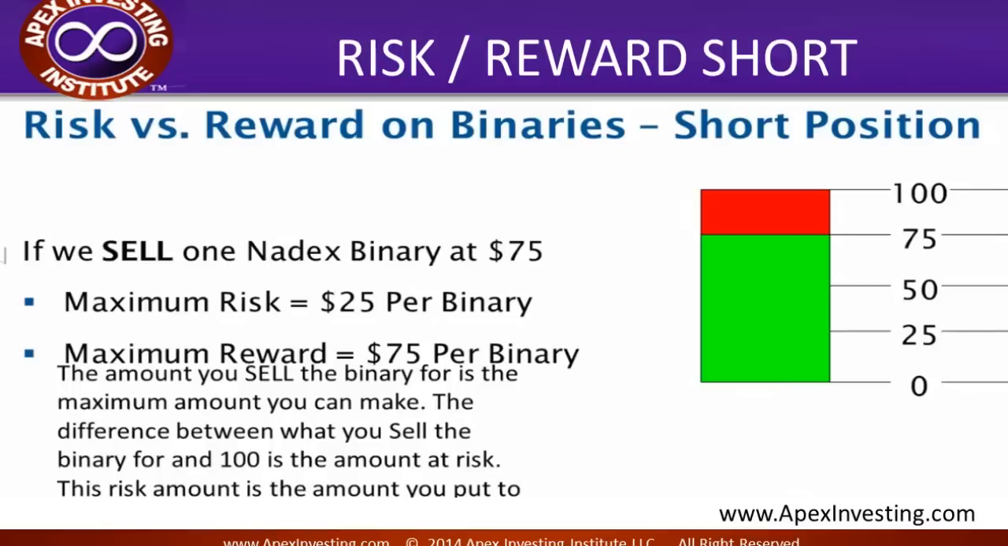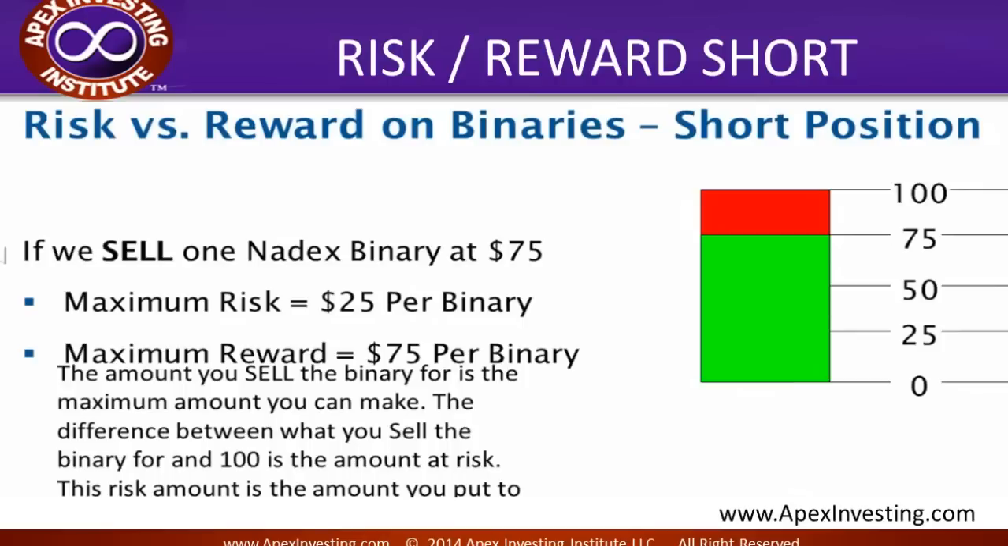$100 minus that is my risk. Or you could say the price I sell for minus $100, to get the negative number, is my risk. So on a bought binary, the price I bought for was my risk, right? On a sold one, the price I sell for is my profit. It's the opposite because you're selling.